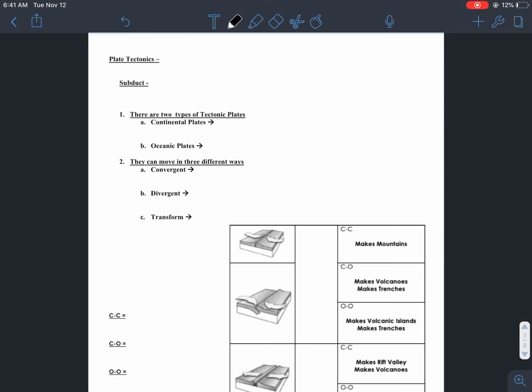So I want you following along. This is the front page of your packet. You should see the word plate tectonics, and then you should also see the word subduct right underneath it, okay? We're going to spend about 8 to 10 minutes on this page trying to figure out what are the 3 types of plate boundaries and what do they cause, okay?